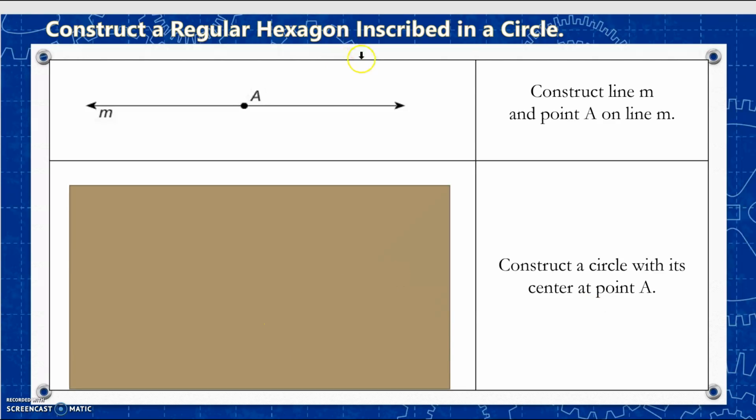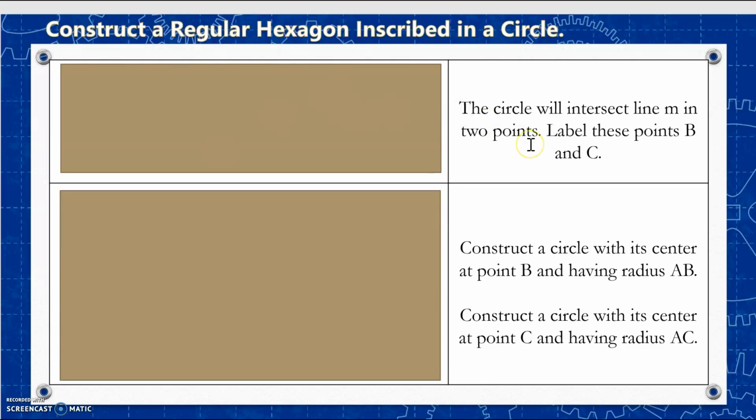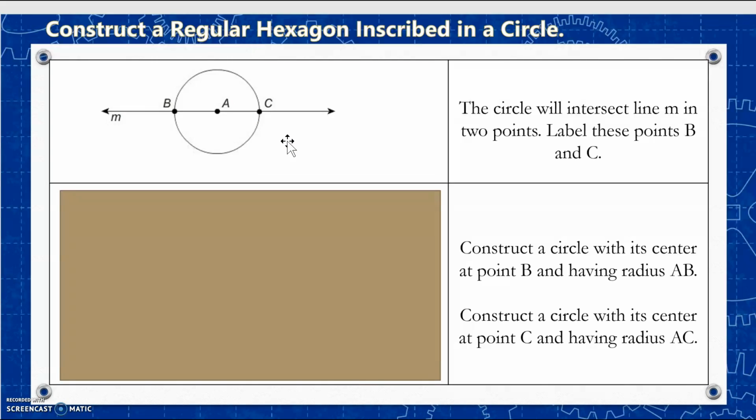and open the compass a little bit and construct a circle. So put your pointy end on A, open your compass a little, construct a circle. Leave yourself plenty of line. Alright, the circle will intersect line M in 2 points. We're going to label those points B and C.